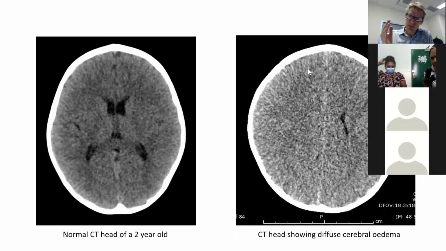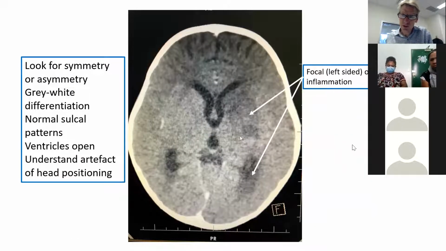Normally, meningitis just affects the coverings of the brain, the meninges, all right? But sometimes it can affect the whole brain as well, okay? Sometimes it won't affect the whole brain, but it'll affect just part of the brain. So when you're looking at a CT scan, you look for symmetry or asymmetry.